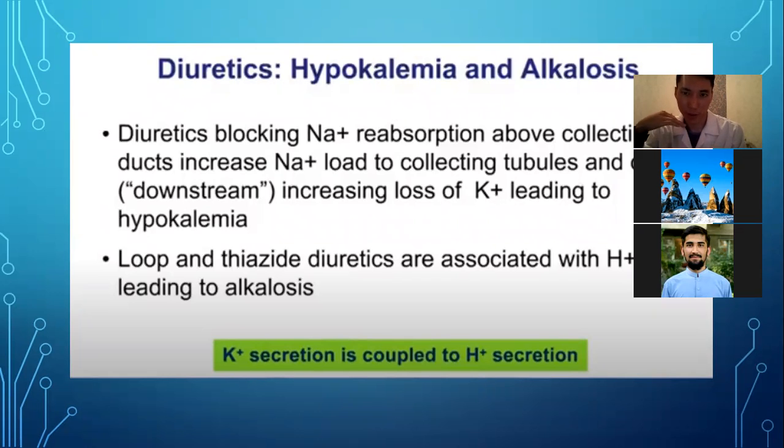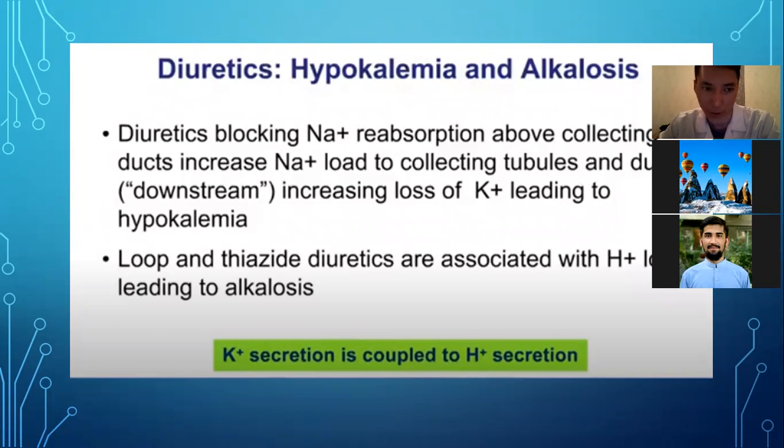The lower the pH, the higher the acidity, as we know from general chemistry too. Now, diuretics blocking sodium reabsorption above the collecting ducts increase sodium ions delivered to the collecting tubules and ducts downstream, increasing loss of potassium, leading to hypokalemia. This was the part that we have considered.